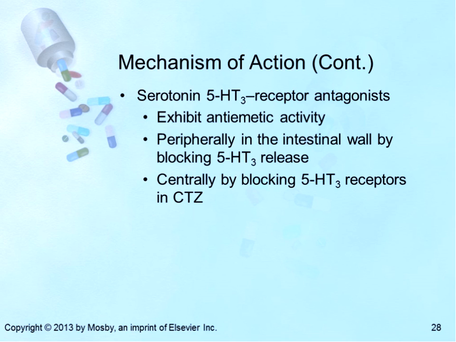The serotonin 5-HT3 receptor antagonists are selective inhibitors of type 3 serotonin 5-HT3 receptors that exhibit antiemetic activity. They work peripherally in the intestinal wall by blocking 5-HT3 release from enterochromaffin cells, and centrally by blocking 5-HT3 receptors in the CTZ. Current data suggests that the serotonin receptors play a major role in acute emesis, but only a minor role in delayed nausea and vomiting. Examples of 5-HT3 receptor antagonists include Zofran, dolasetron, granisetron, and palonosetron, which are available only in IV formulation.